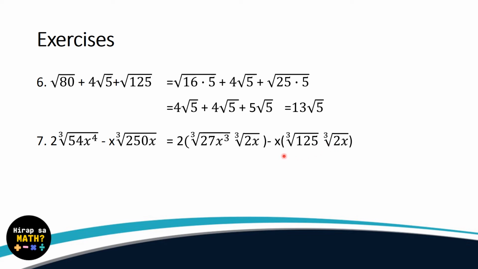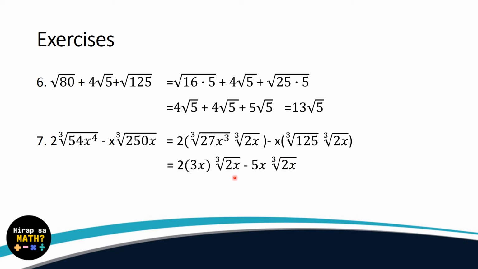Okay. So, ang 27 x to the third power, ang cube root niya ay 3x. So, i-multiply na lang natin, 2 times 3x, cube root of 2x. Dito naman, lalabas ang cube root ng 125 is 5. So, lalabas yung 5, lalagay natin before the x. Then, cube root of 2x.